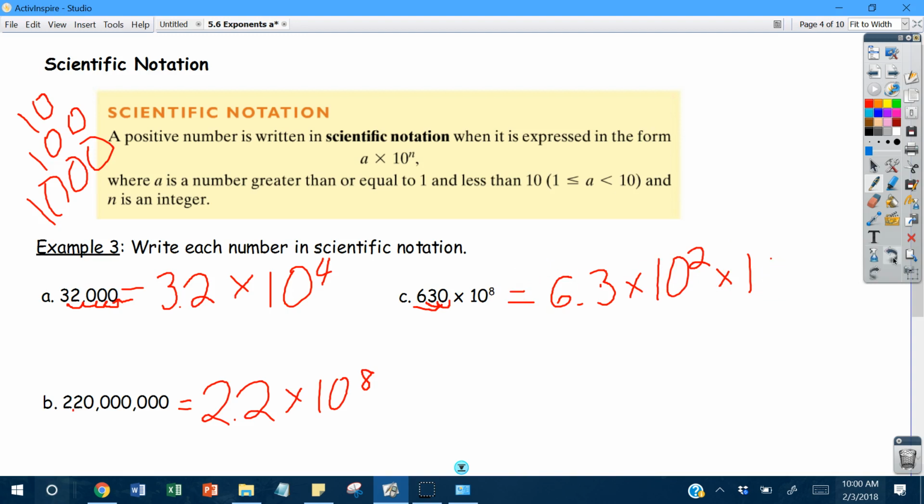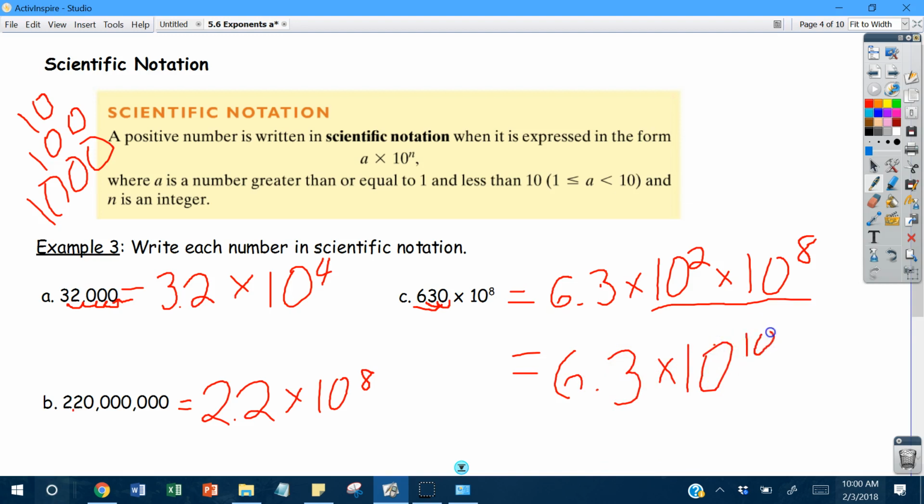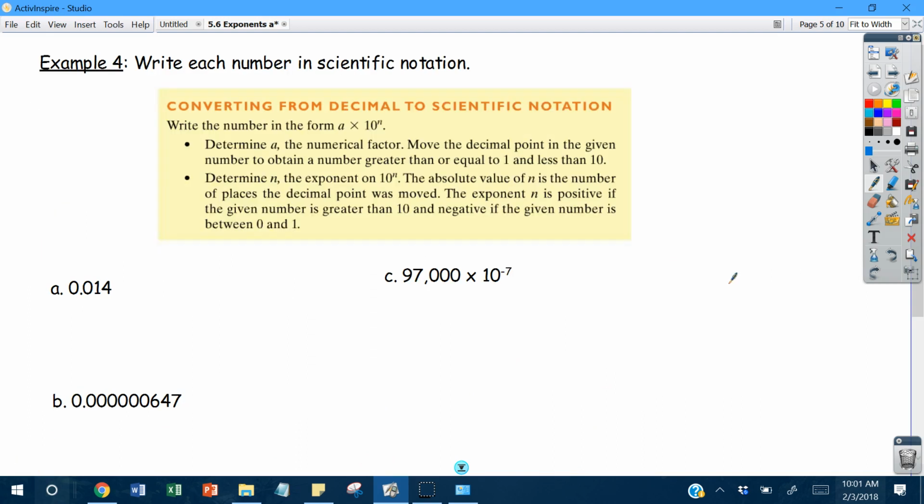Oops, because that's what it told me to do. So if I end up doing all those things, I can simplify that by the power rule. This is 6.3 times 10 squared times 10 to the 8th. Let me simplify that, add the exponents. This is 6.3 times 10 to the 10th. And that's how we would simplify that.